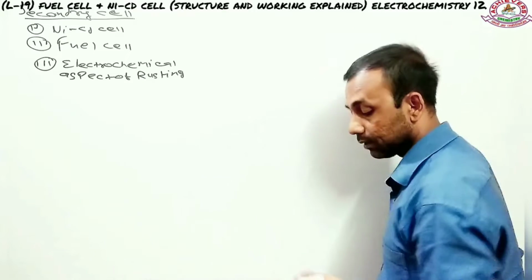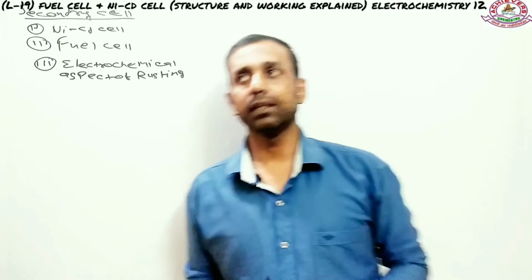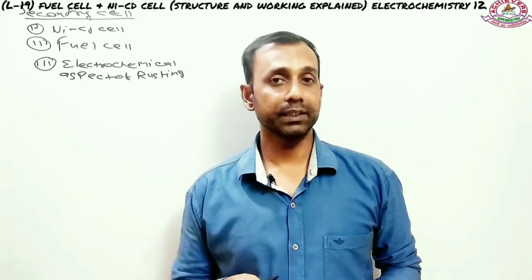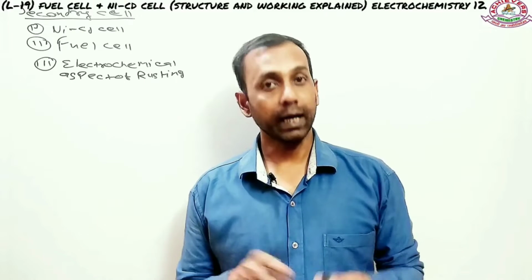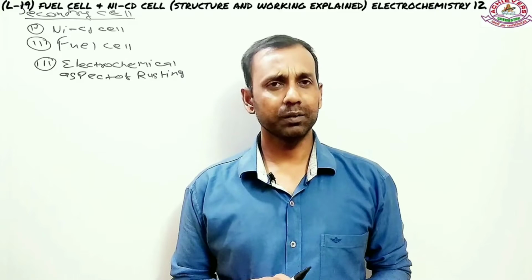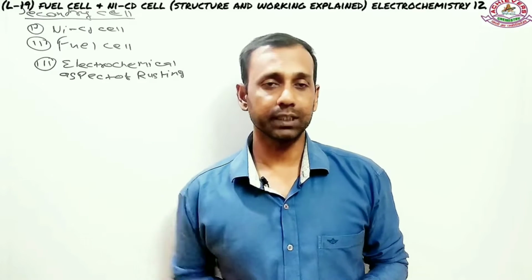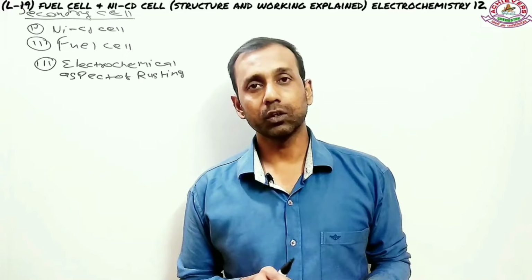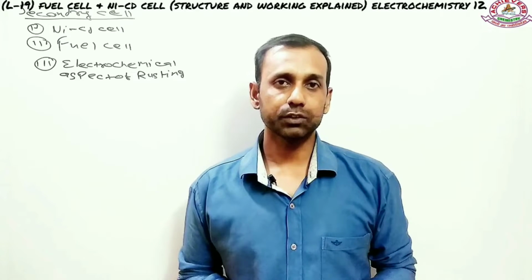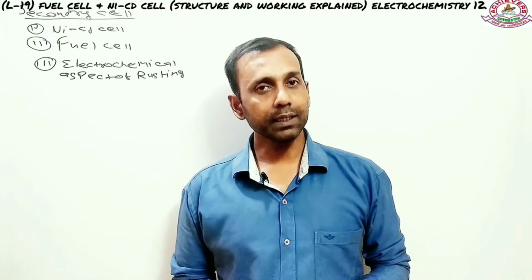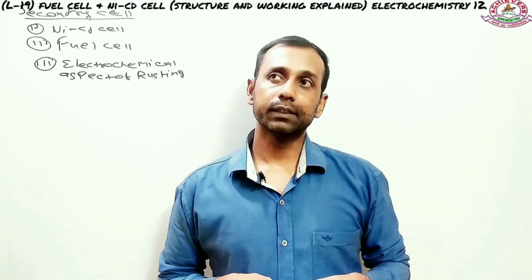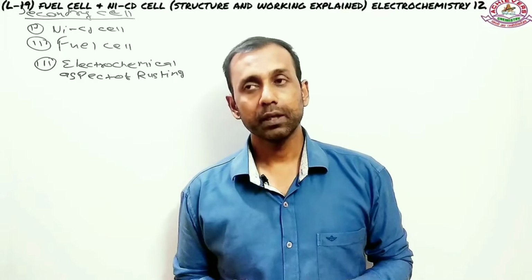Let's start with the nickel cadmium cell. It is one of the most expensive cells among the secondary cells. It is highly useful but very expensive, because the material required for making this cell is very rare. Nickel and cadmium are the two metals used, and that's why the cell is very expensive. The mechanism of the reaction is also a bit complex.